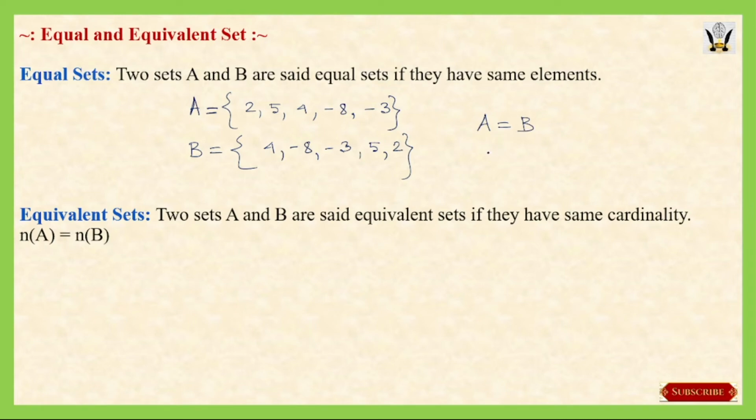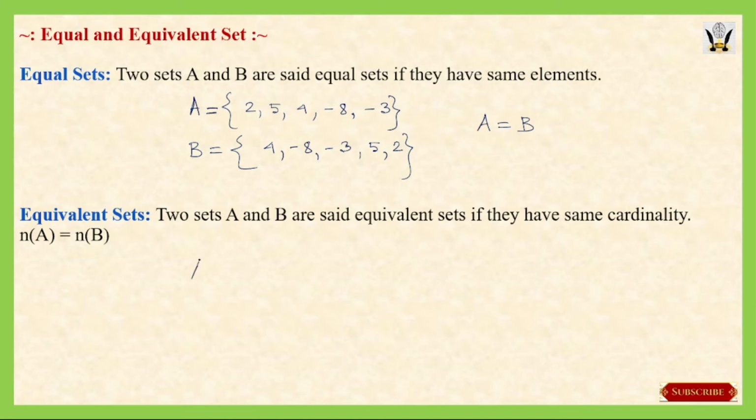Now there is the concept of equivalent sets. Again we will have two sets A and B. They will be said to be equivalent sets when they have the same cardinality, and we know that cardinality means the number of elements in a set. So when the number of elements of set A and set B match, then those two sets will be called equivalent sets. The real values of the elements may or may not be the same, but if only the cardinality matches, then those two sets will be called equivalent sets.